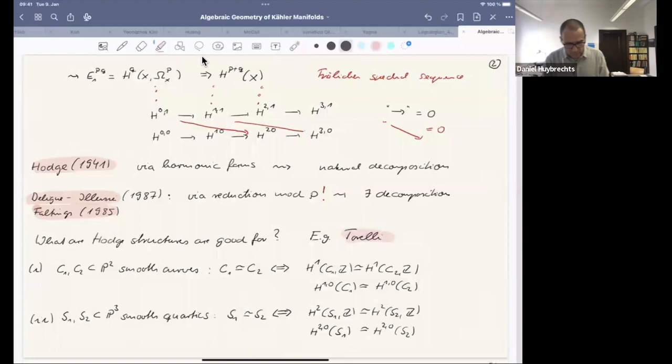The standard one says, suppose you have two plane curves, like the ones before, like a Fermat plane curve and some other equation, and you want to know whether these two curves are isomorphic.